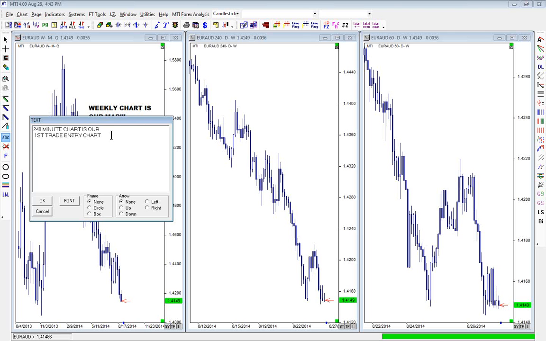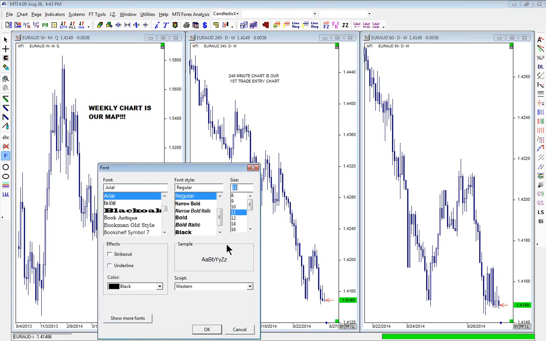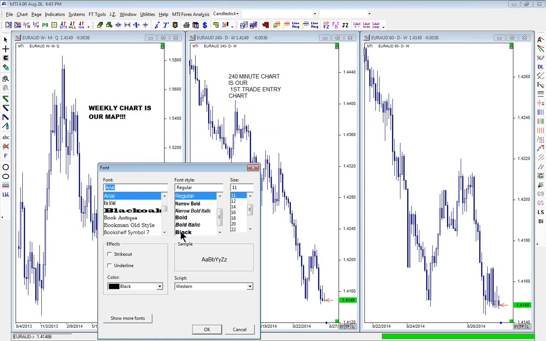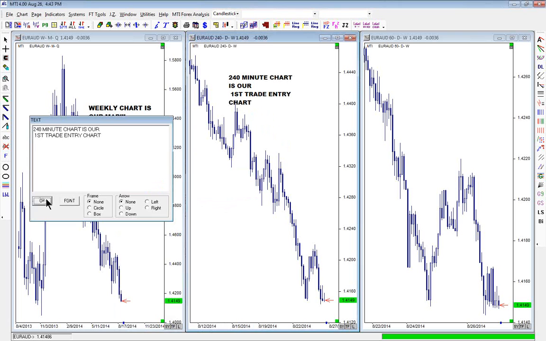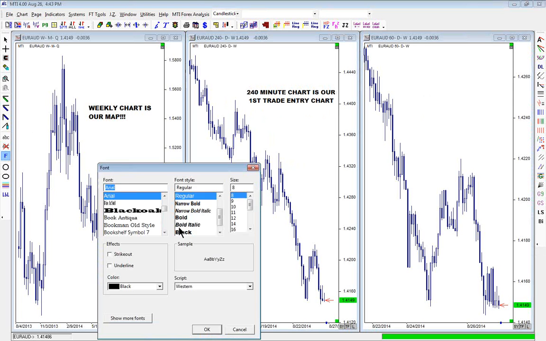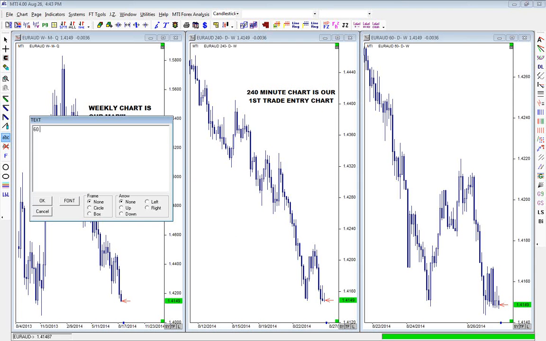Now, keep in mind, the larger the chart, the larger the risk versus the larger the reward. So that's why I have a 4-hour chart here. And then I'm going to go ahead and also show you a 60-minute or 1-hour chart. So as the charts get smaller, which here you see the 60-minute time frame, the 60-minute or 1-hour chart is our second trade entry chart.